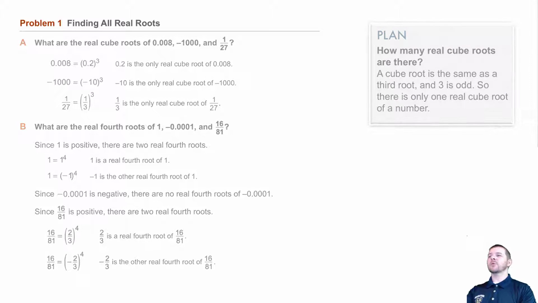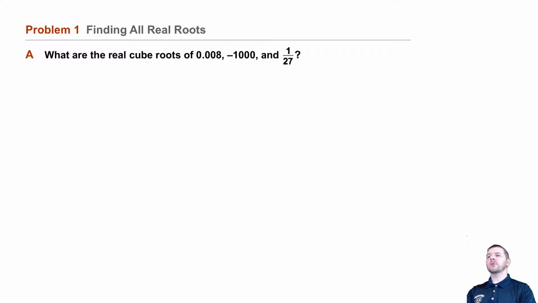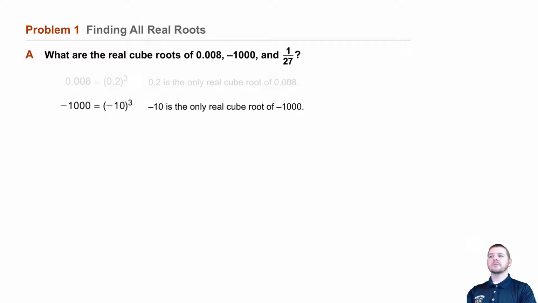Problem 1. Finding all real roots. Part A. What are the real cube roots of 0.008, negative 1,000, and 1 over 27? Well, first consider 0.008, or 8 thousandths. That can be written as 0.2 raised to the 3rd power. 0.2 is the only real cube root of 0.008. Now in terms of negative 1,000, negative 1,000 can be written as negative 10 to the 3rd power, so negative 10 is the only real cube root of negative 1,000.